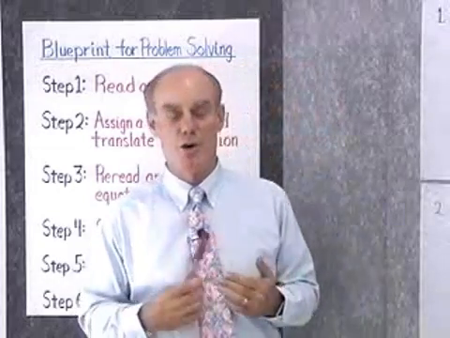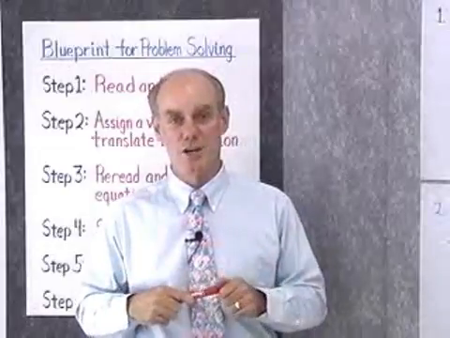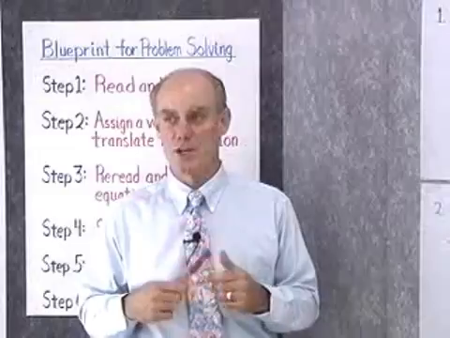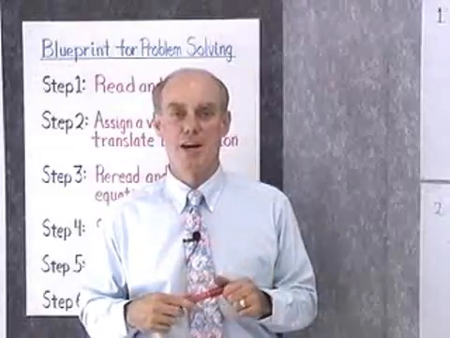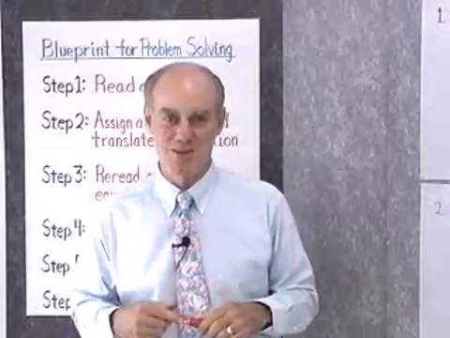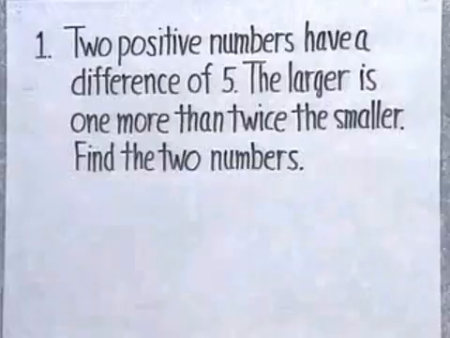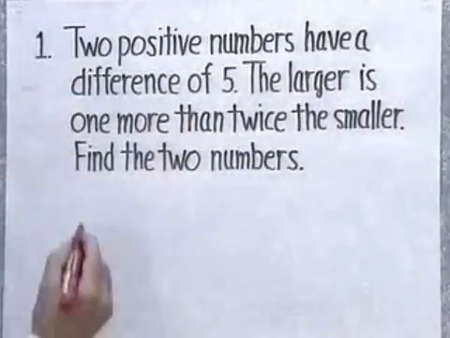So we're going to assign a variable x to one of the unknown quantities and the variable y to the other unknown quantity in these problems, and then based on that we'll write a system of equations that describes the situation. Let's look at our first problem. Two positive numbers have a difference of 5. The larger is 1 more than twice the smaller. Find the two numbers. So what I'm going to do is this.